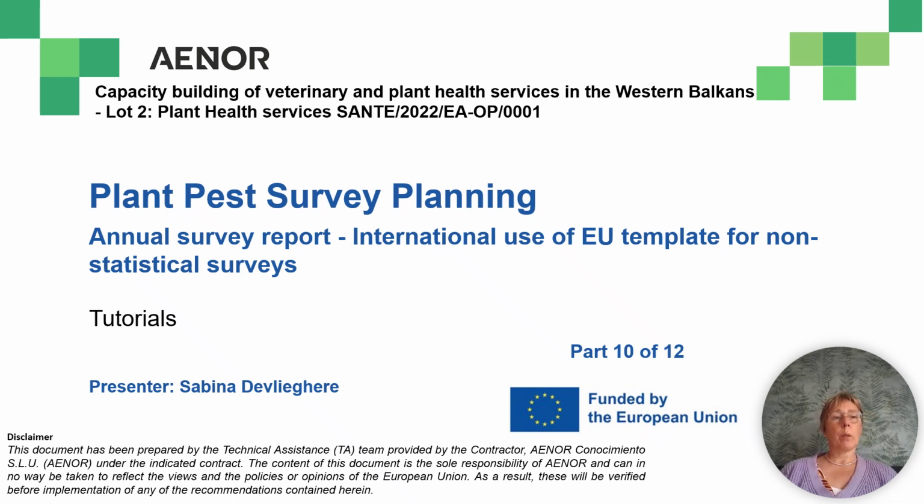This tutorial is about preparing an international annual survey report. It guides you, as an NPPO of the EU candidate country or official plant health officer at headquarters, to summarize the collected data in an annual reporting table to prepare a report for this year.